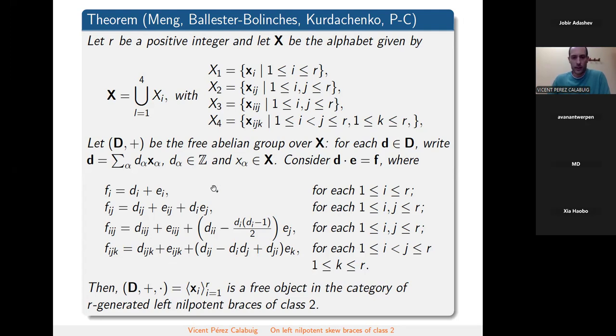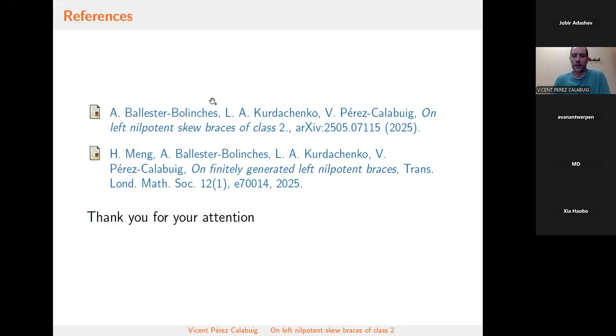And these results have been published. The second main result, with the description of finitely generated braces, is published in a recent work in the Transactions of the London Mathematical Society, and the first result is also available in a preprint on arXiv. So that's all I wanted to say. Thank you very much for your attention.